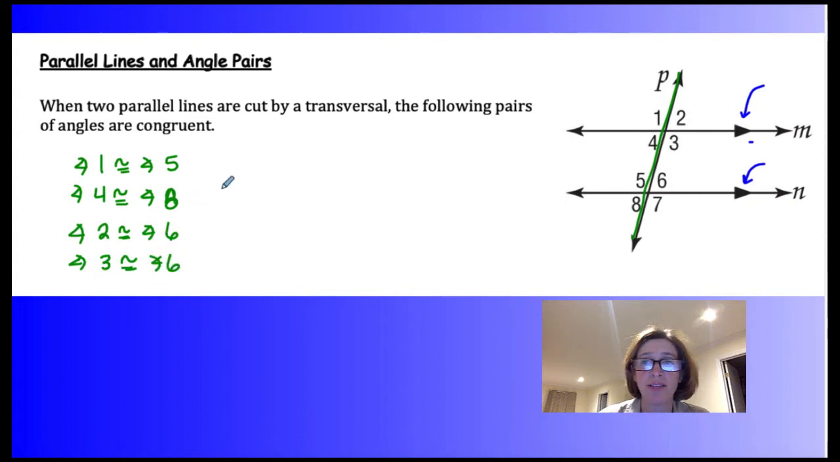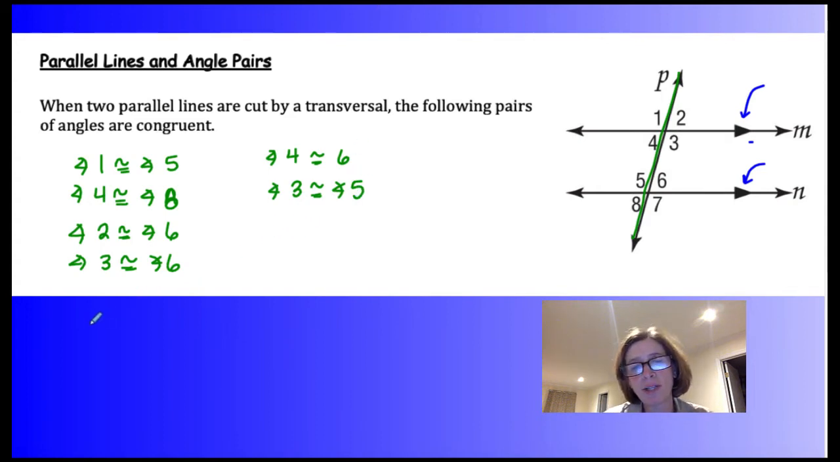And because of all of this, you are then going to also see that angle 4 is congruent to angle 6. Those are alternate interior angles. And angle 3 is congruent to angle 5. Those are alternate interior angles.